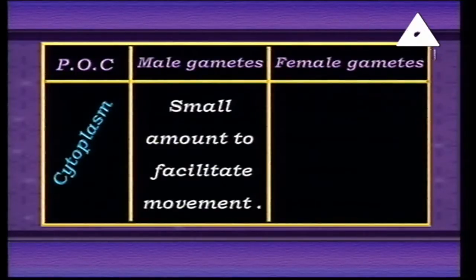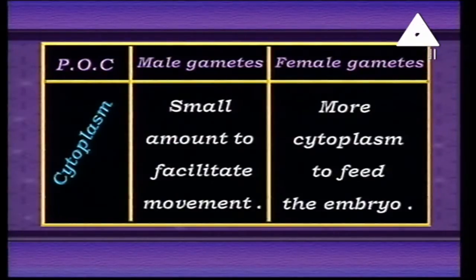While female gametes don't move much, so they need much more cytoplasm to feed the embryo, because, as we said, sexual reproduction is restricted by the female, and they feed the female. So the female ovum, or female gamete, needs much more cytoplasm.